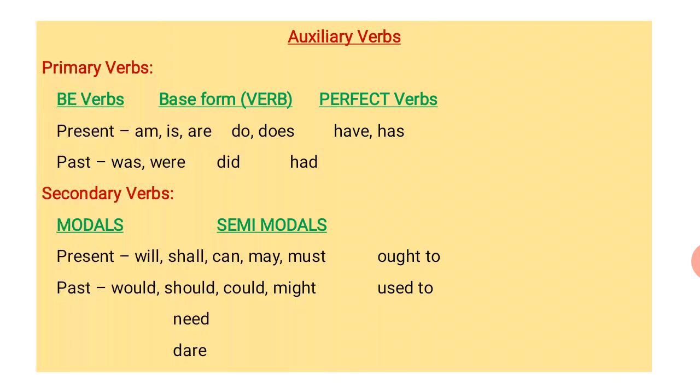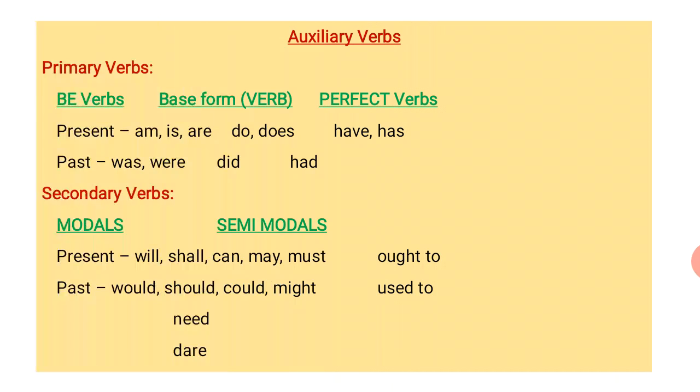Primary auxiliaries: there are three primary auxiliary verbs: be, do, have. The primary verbs are used according to the rules of the tenses to make a correct structure of the sentence. Be verbs: am, is, was, were. They are used in sentences of continuous tenses. He is running. That is present continuous tense.